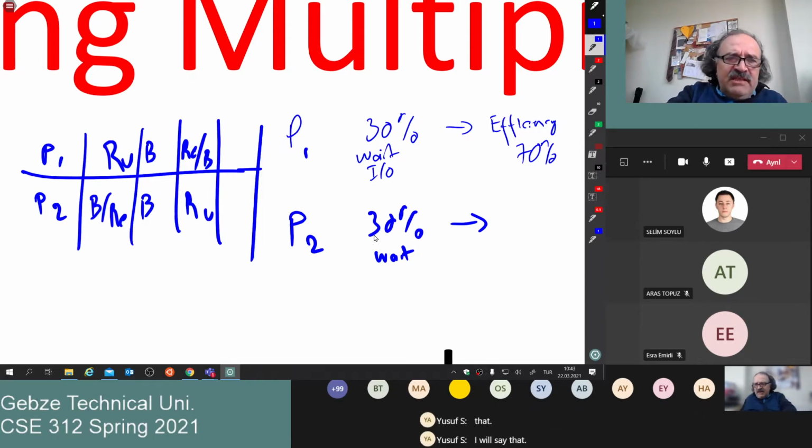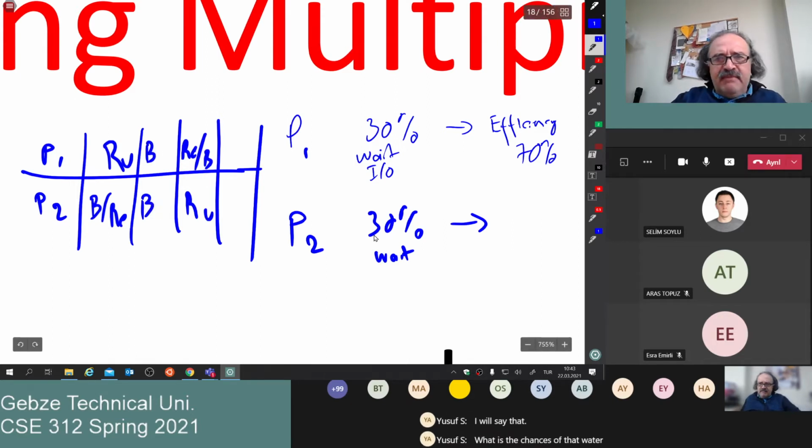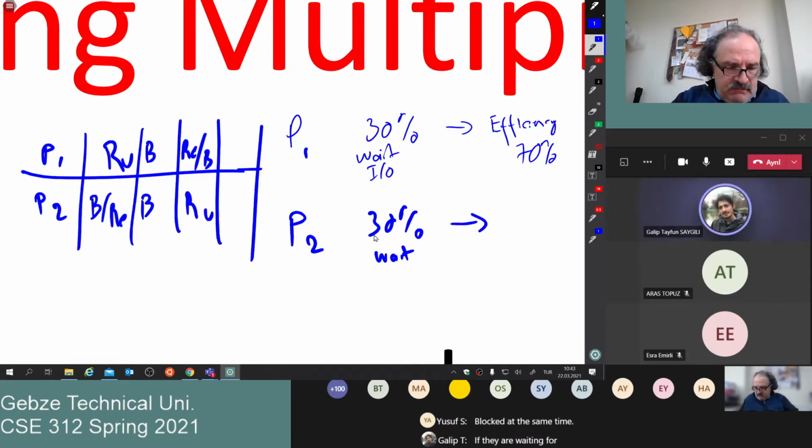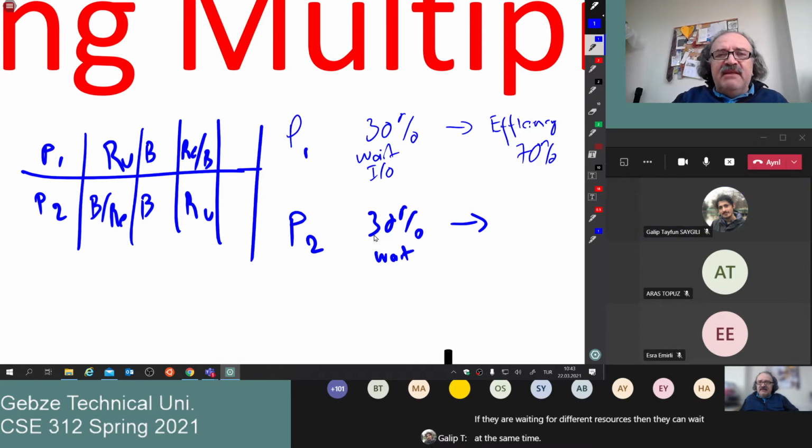What is the chance that both of them are blocked at the same time? That's a bad situation. I don't want that, okay? So what are the chances that both of them are blocked at the same time? If they are waiting for different resources, then they can wait at the same time. So what are the chances? Give me a number.